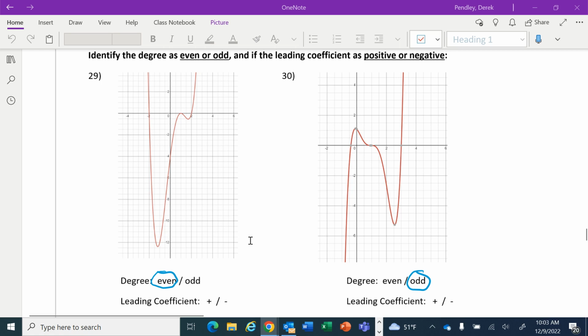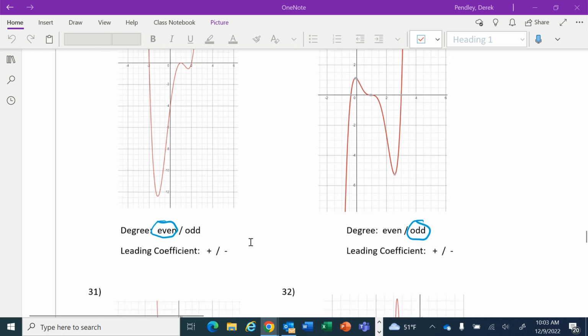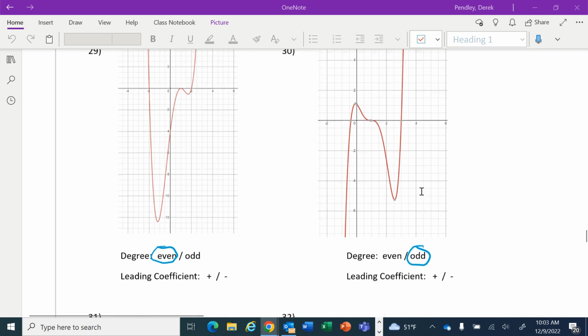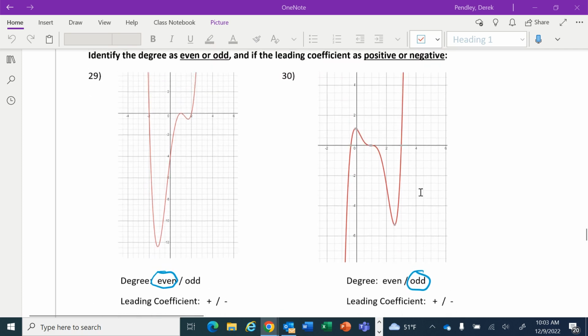All right, now on number 30, we have them going in opposite directions, which gives us the odd. And so we need to look: are they performing their normal function here? Are they performing what they're supposed to perform? If they are, the negatives should be negative and the positives should be positive, like they are here.